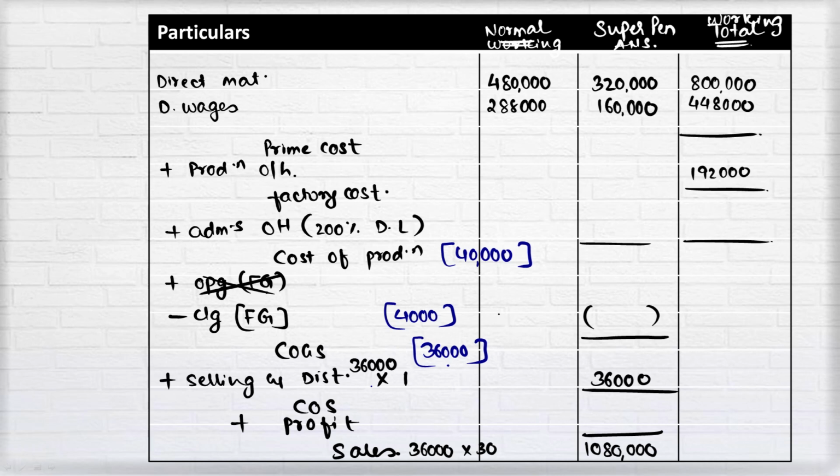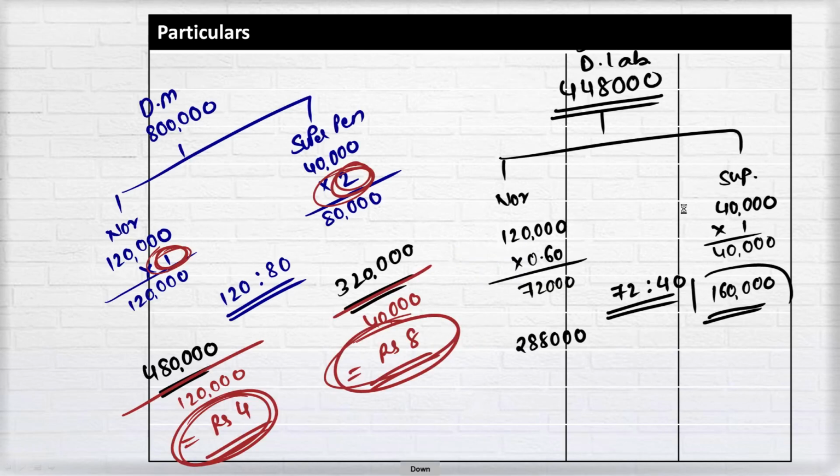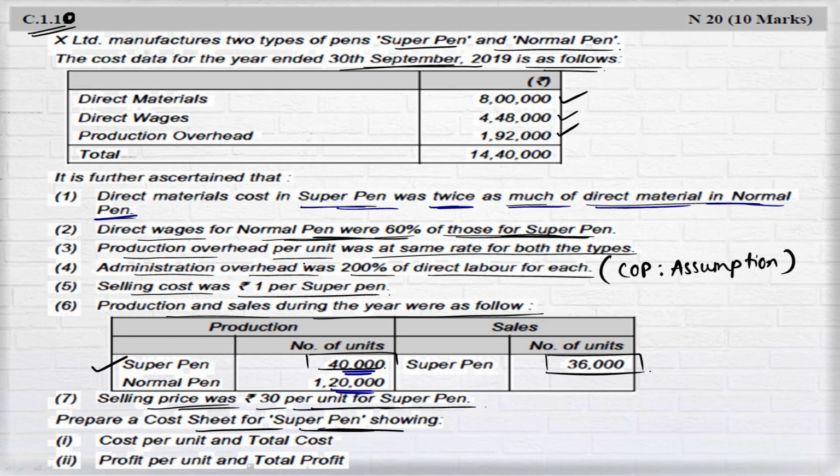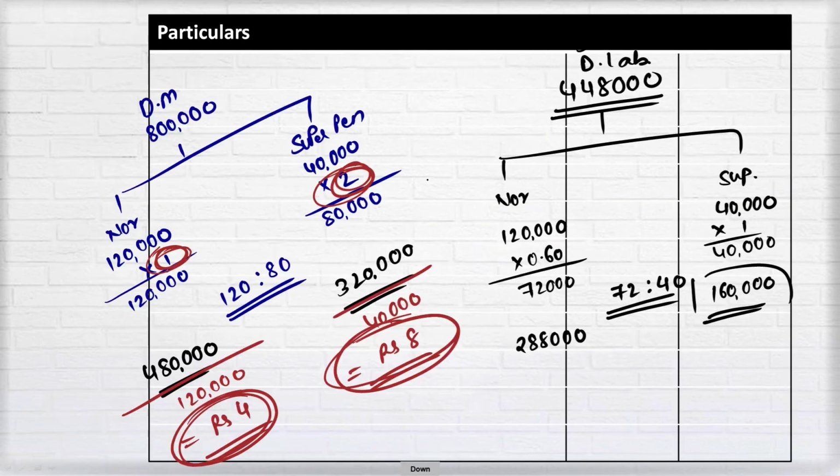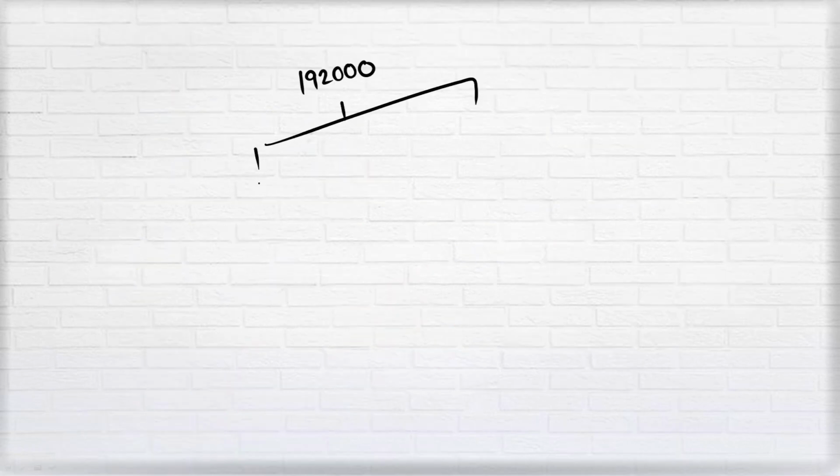We are not interested in normal pen. You can start solving only super pen. Production overhead total is 1,92,000. Again a working note. Production overhead per unit was at a same rate for both types. So I can distribute it in the ratio of 1,20,000 and 40,000.